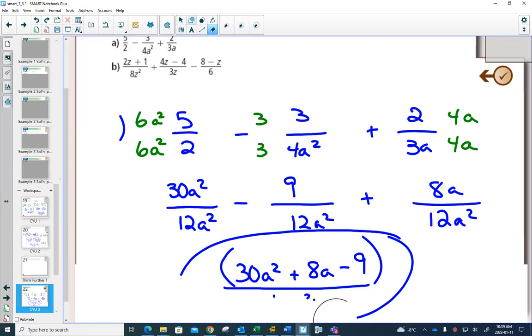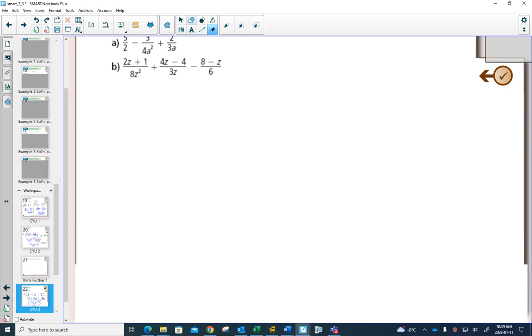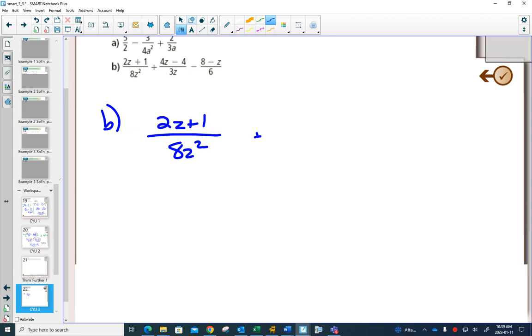Okay, part B. Again, I'm going to rewrite it with space: 8z squared, 2z plus 1, plus 3z, 4z minus 4, and then minus. Z can be a very dangerous variable because it can start to look like 2's. So just be careful with Z's.